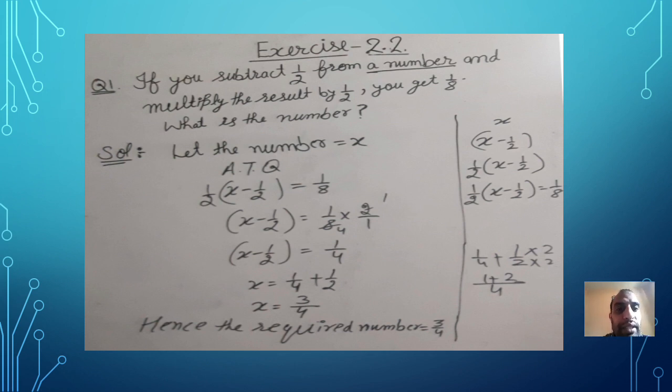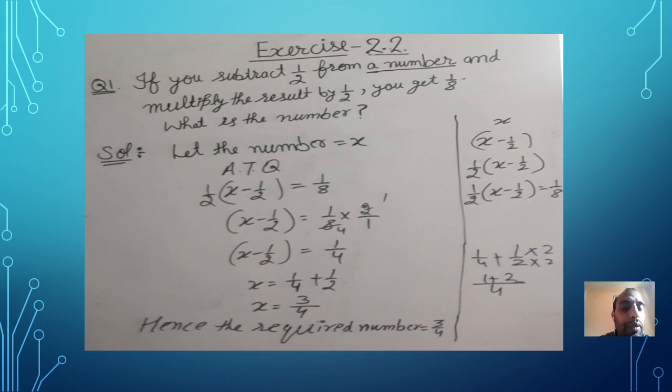So let's start how to write its solution. Let the number be equal to x. Then according to the question, 1 upon 2 into x minus 1 upon 2 is equal to 1 upon 8. Now next step, this 1 upon 2 is multiplied to the bracket. That means if we are shifting this 1 upon 2 from left to right side, the 2 that is in the denominator will go to the numerator and 1 will go to the denominator. You can see in the next step it is x minus 1 upon 2 is equal to 1 upon 8 into 2 upon 1. Then you can cancel: 2 ones are 2, 2 twos are 4. You will be left with 1 upon 4 now.